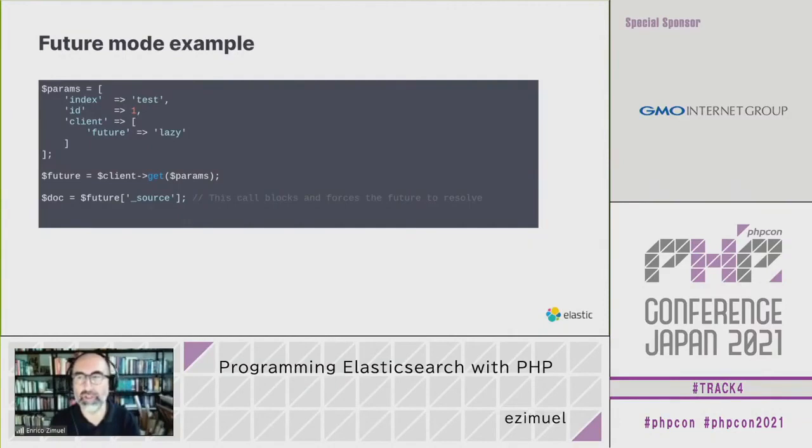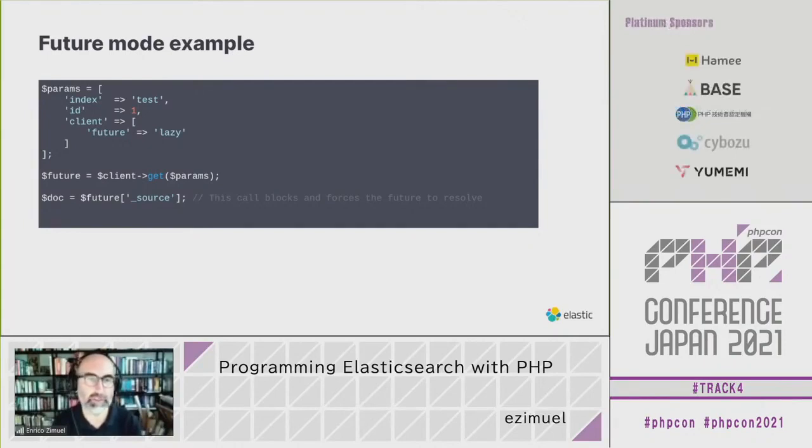How can we actually start using asynchronous HTTP calls using Elasticsearch PHP? Very simple. In the $params, you need to add the client parameter specifying the future lazy. So when you write future lazy here, the client itself will send the API call, in this case the get, using an asynchronous approach. So when you execute this line, $future will contain the future response. So this is not blocking.